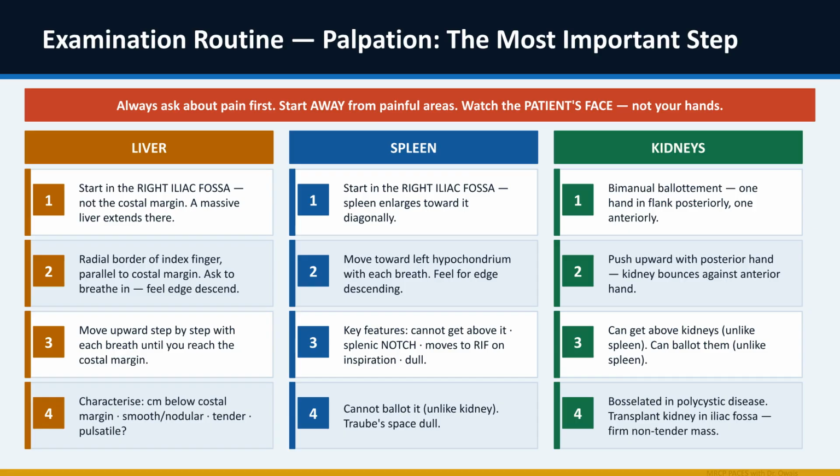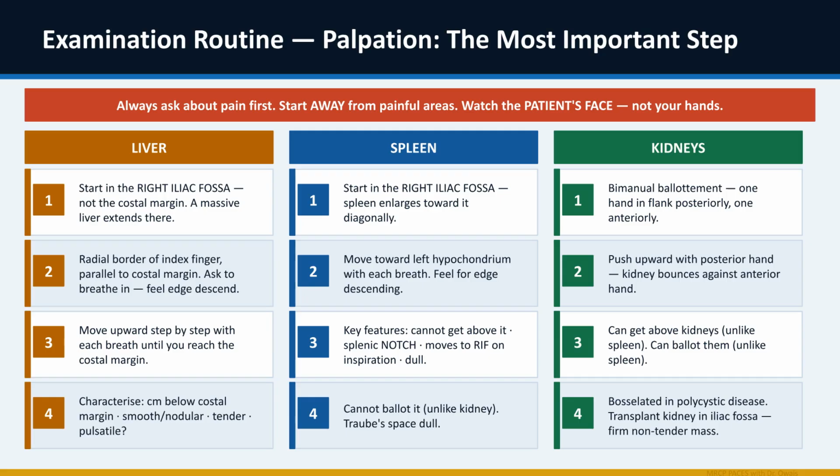Light palpation first. Using the flat of your fingers, gently press in all 9 regions: right hypochondrium, epigastrium, left hypochondrium, right flank, umbilical, left flank, right iliac fossa, suprapubic, left iliac fossa. Assess for tenderness, rigidity, guarding. Feel for any obvious masses. Deep palpation. Repeat in all 9 regions with deeper pressure.